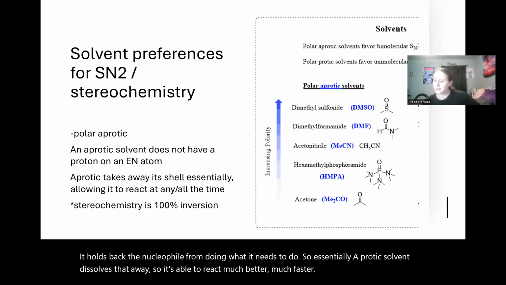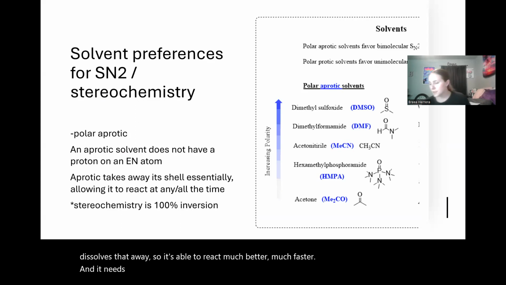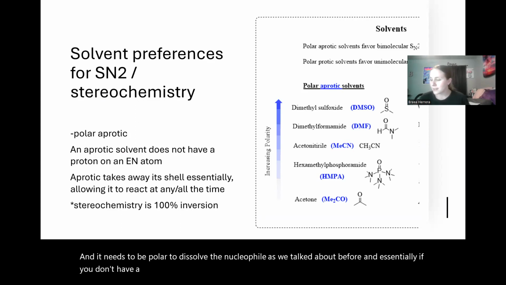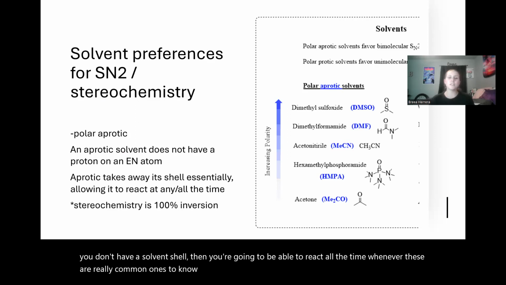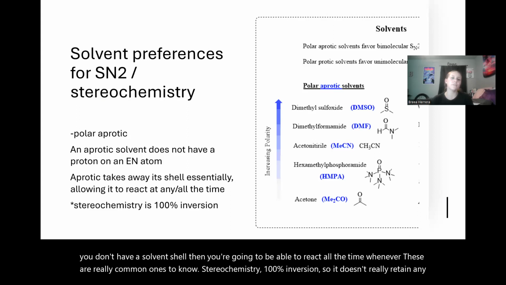And it needs to be polar to dissolve the nucleophile, as we talked about before. And essentially, if you don't have a solvent shell, then you're going to be able to react all the time, whenever. These are really common ones to know. Stereochemistry, 100% inversion, so it doesn't really retain anything, it just inverts altogether.